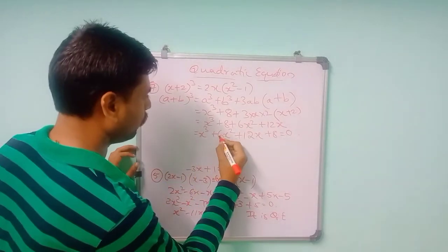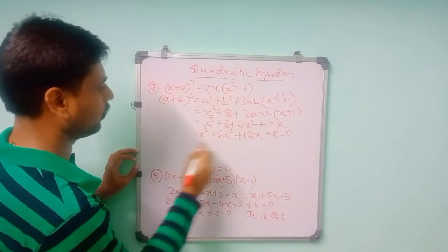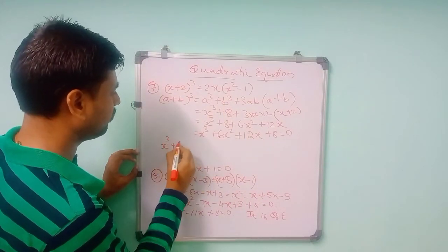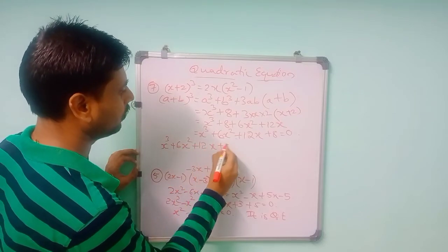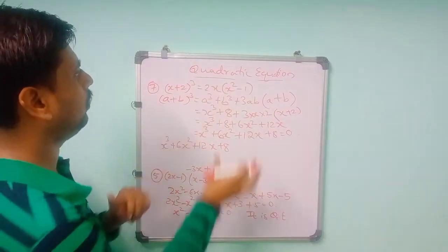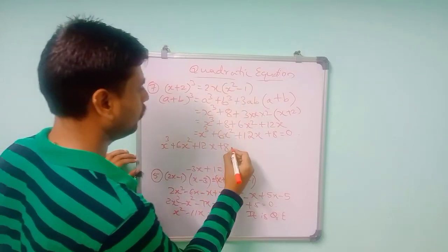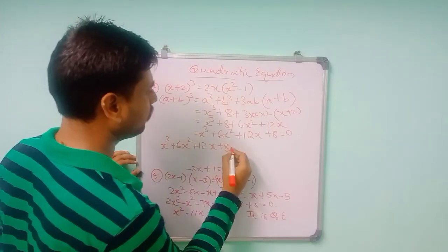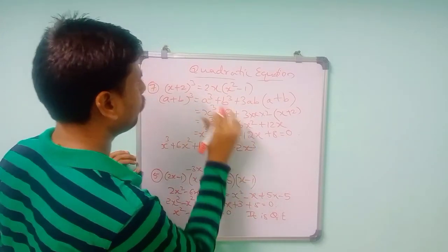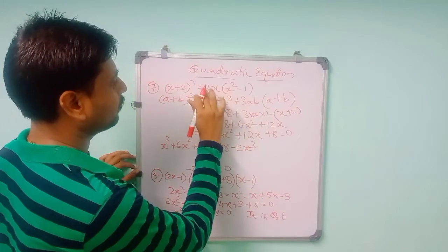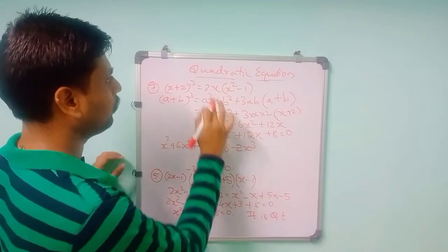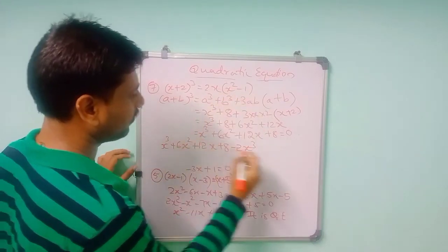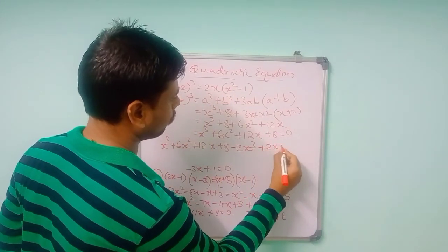Then you have to solve this one, no? So x cube plus 6x square plus 12x plus 8, and you multiply the other side. 2x into x square is 2x cube. This side you have to shift these terms. So 2x cube, and 2x into minus 1 is minus 2x. If it comes to this side it is plus 2x. Plus 2x is equal to 0.